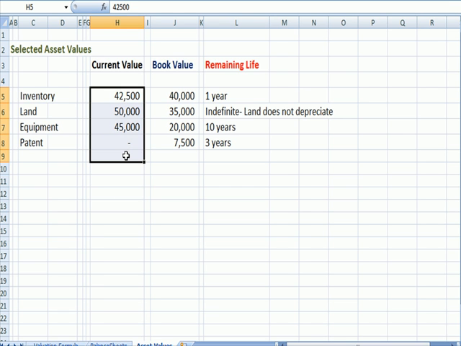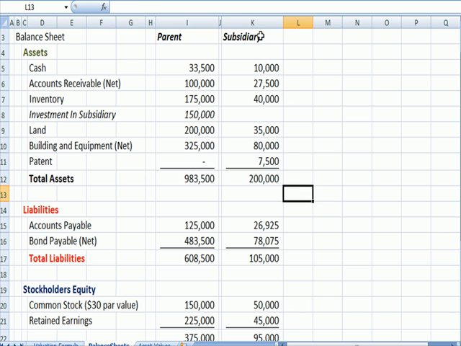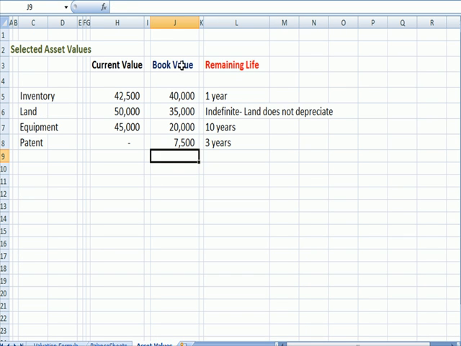So we have current values, which can also be called fair market value for all the assets here. We have their book value, that is how the assets are listed on the books of the subsidiary company. For example, we flip over to inventory and subsidiary, we notice a $40,000 asset. That's the book value inventory on the subsidiary's books, $40,000. So that $40,000 is what translates over to this report under book value. So we have various book values listed.